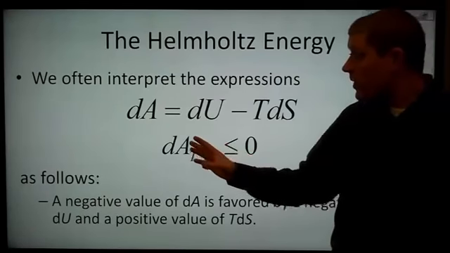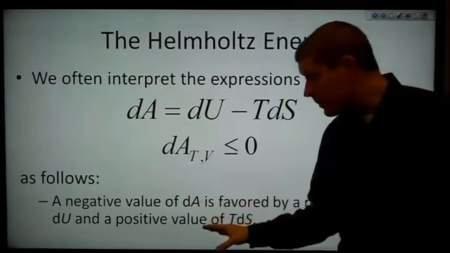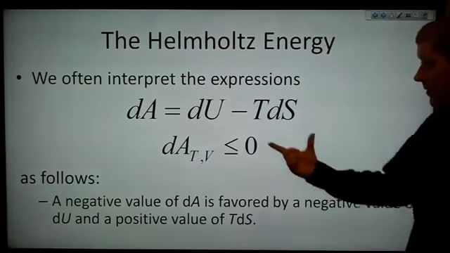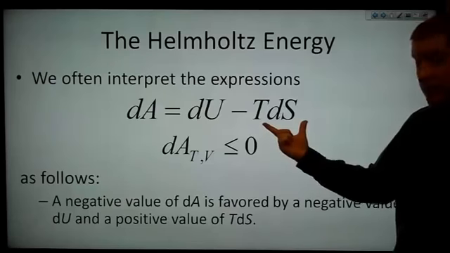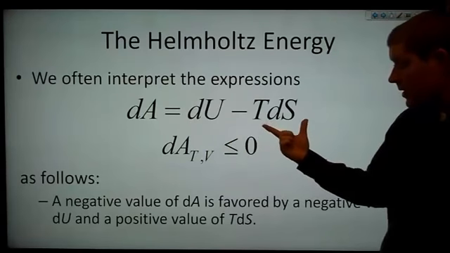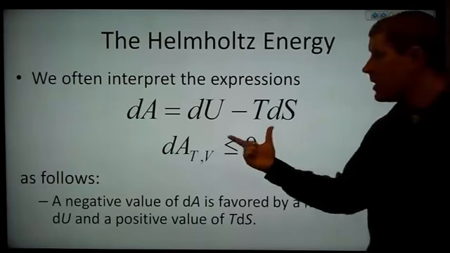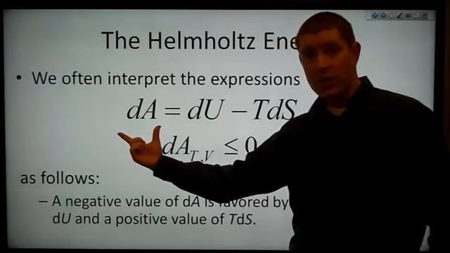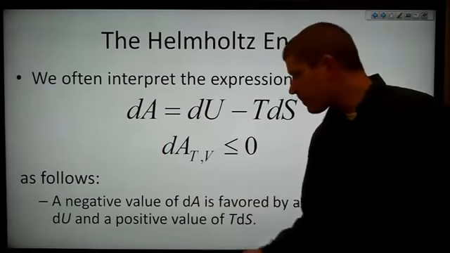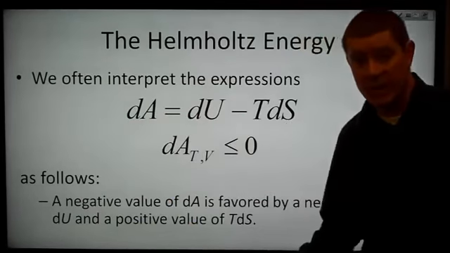Right. So we can often interpret these two expressions as follows. A negative value of dA is favored by a negative value of dU and a positive value of TdS. So if the internal energy change is negative and the value of TdS is positive, then our change in Helmholtz energy, dA, will be negative. It's more likely that it's negative. If this is negative and this is positive, then dA has to be negative.